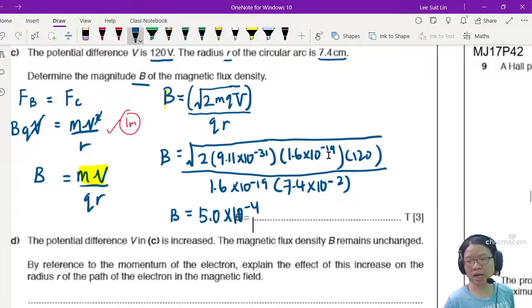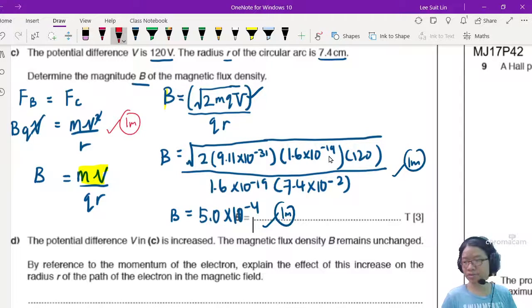Okay, so where are the 3 marks? 1 mark is for writing this equation, and substituting this. The other mark is the substitution here. And the final mark is the answer. Okay. So that is this question.